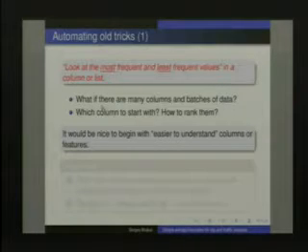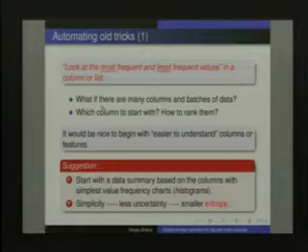What if there are many columns, right? And what if there are many batches of data? Which columns to start with and how to rank them? It would be nice to begin with the easier to understand ones. And again, I'm going to say the simplest frequency distributions, the simplest histograms, which again I'm going to define in a minute, they are the best to start with. This is a claim, this is a heuristic, may not work for your log. If you can do it automatically, if you can automate picking that starting point, maybe you win.